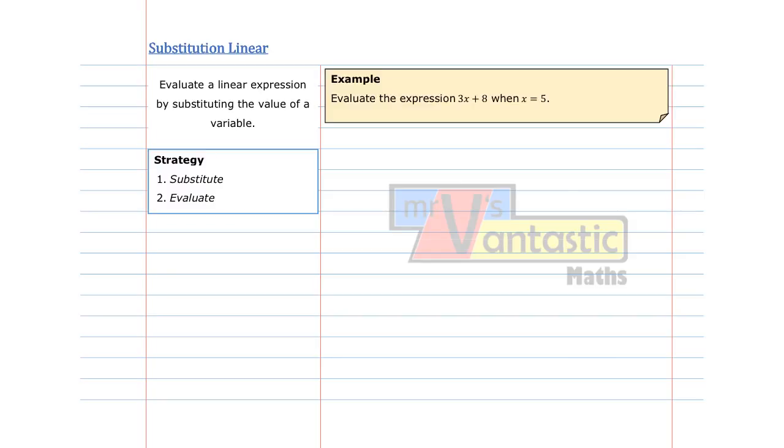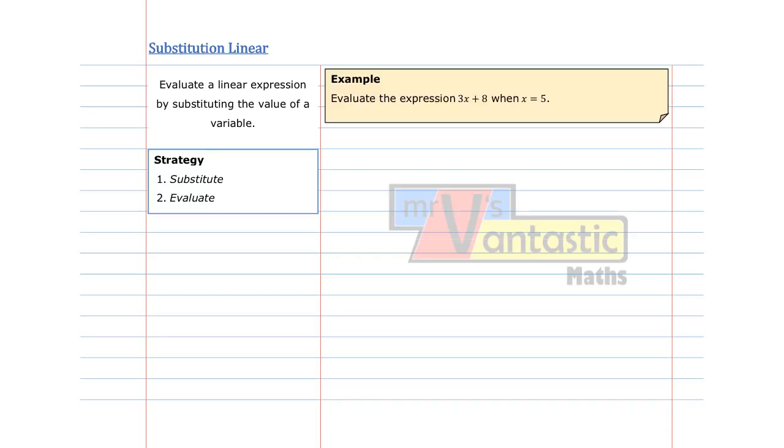This is Mr. V, and in this video we're going to learn how to evaluate a linear expression by substituting the value of a variable. So we want to evaluate the expression 3x + 8 when x is equal to 5. And we're going to do this by substituting our value and then evaluating.